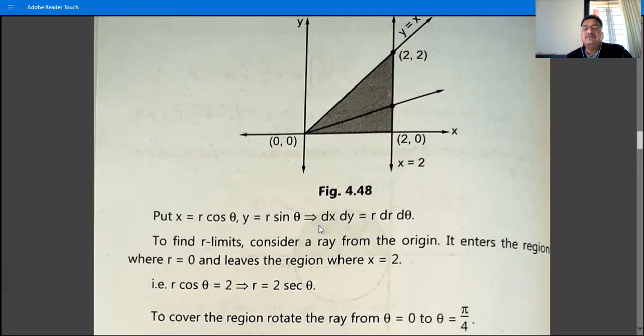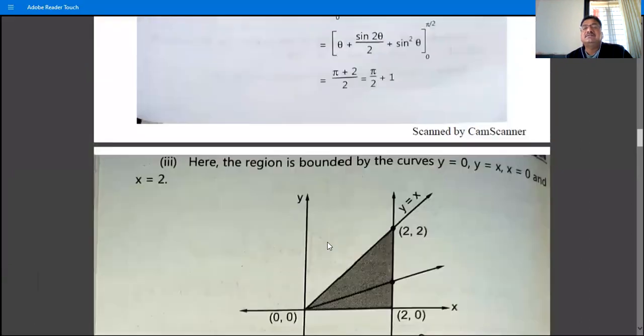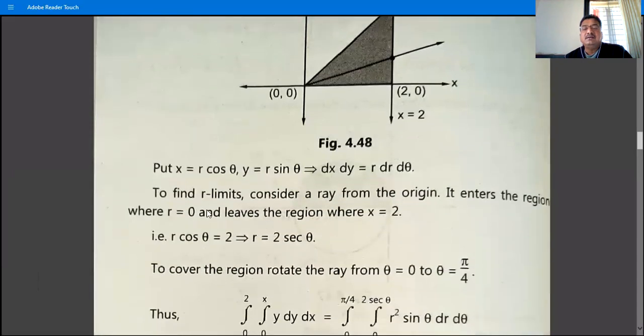So x is r cos theta, y is r sin theta, and dx dy is this substitute. Then to find the limit of r, consider the ray from the origin. It enters the region where r is 0 and leaves the region where x is 2. x is 2 means r cos theta is 2, so r is 2 by cos theta, that is 2 sec theta.